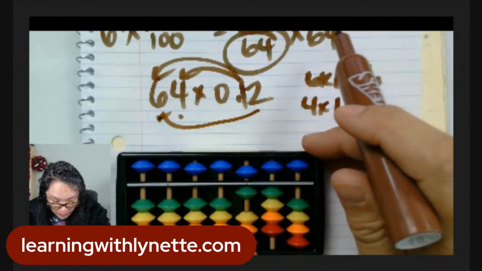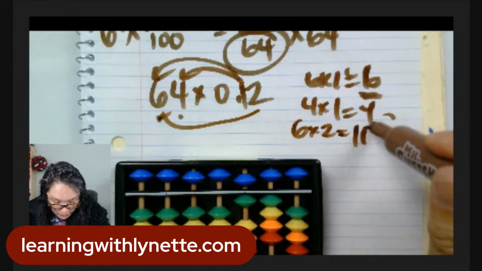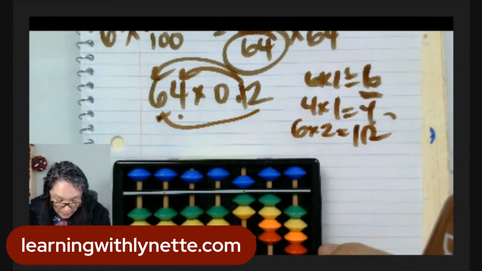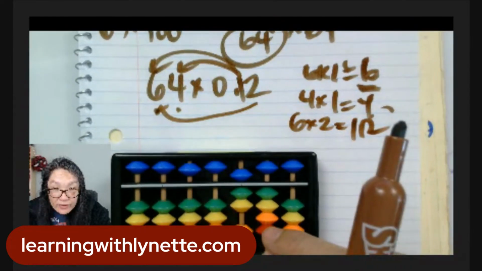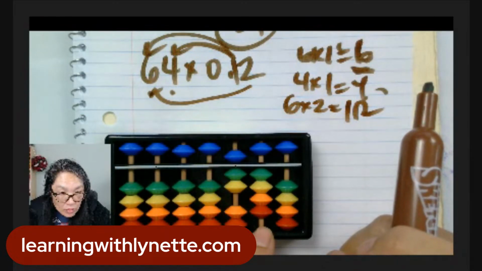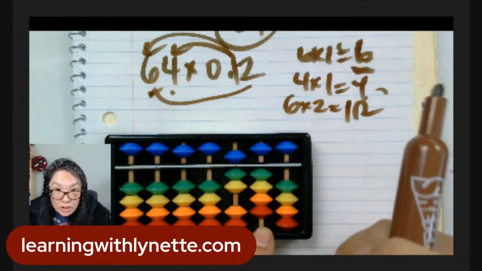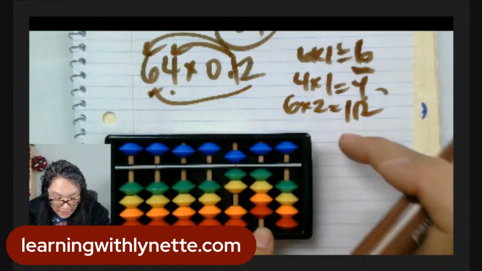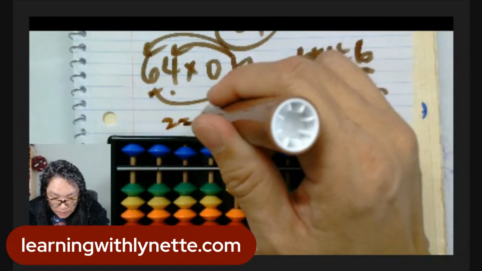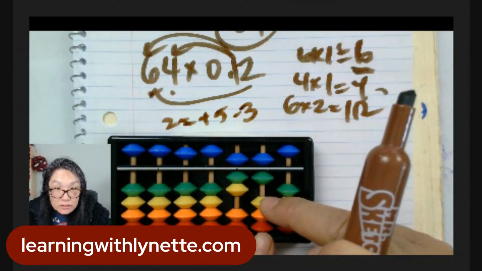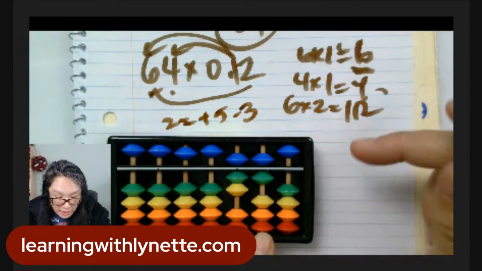2 times 6 is 12. So I have my 1, and I had my 2. I don't have enough beads to add the 2. What do I do? Why would you just cross multiply? That's what we just did. We are cross multiplying. So when we're adding the 2, what are we going to do? We're going to add the 2 plus the 5 minus 3. Plus the 5 and then take away the 3.